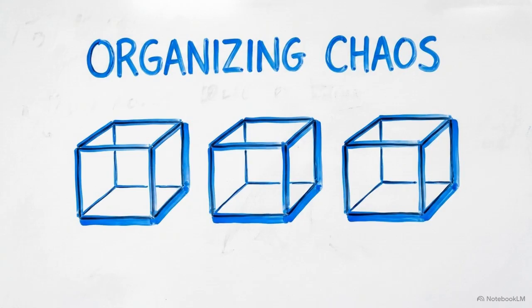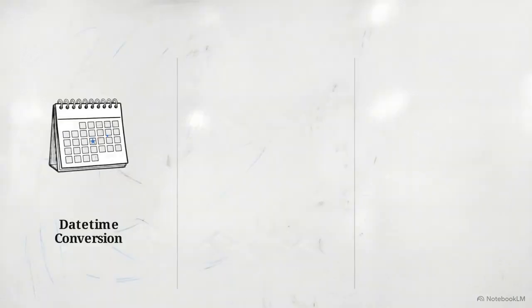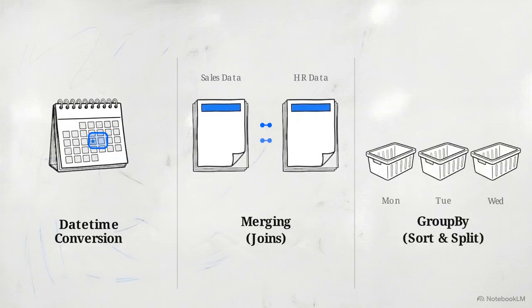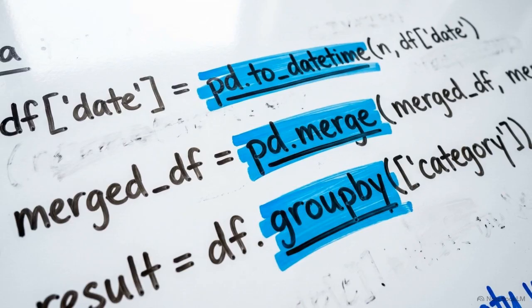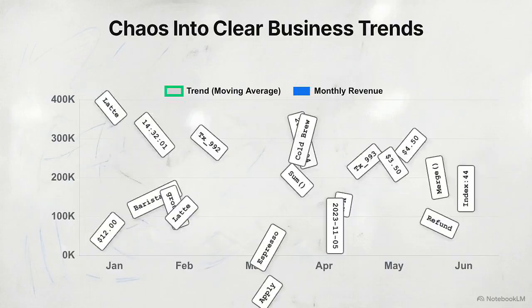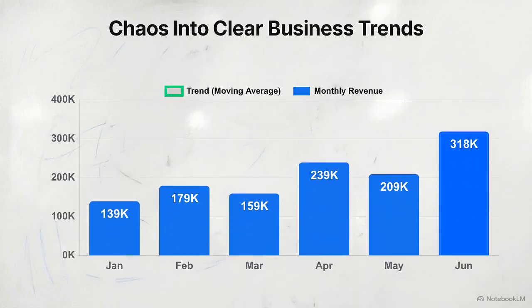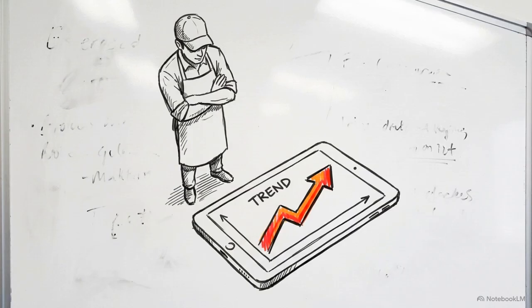It's the process of applying 3 everyday organizational skills to your spreadsheets: reading calendars, matching up lists, and sorting items into distinct piles. Once you translate those 3 habits into code, you can take all that raw, chaotic transaction data and turn it into the specific figures needed to keep the business running. Let's start with your most pressing question. Is the business actually growing?